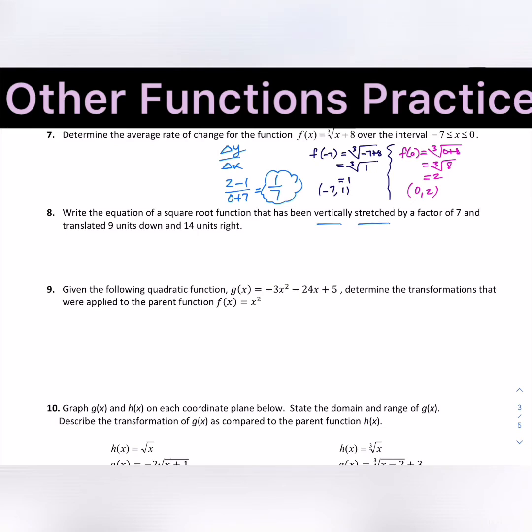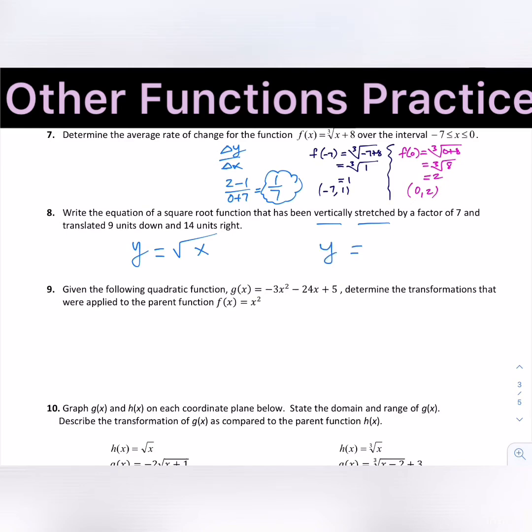So we're going to start off with this guy, the square root of x. He's our parent function, and we are going to transform that function by stretching it by a factor of 7 and then moving it 9 down, 14 to the right. So our new function will be as follows.